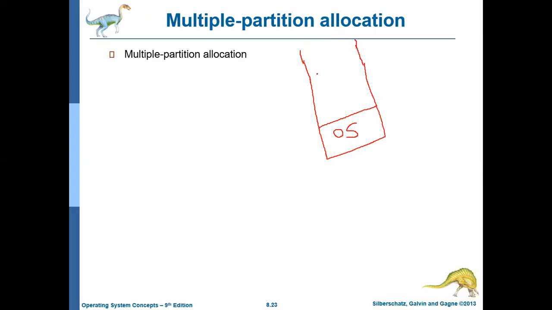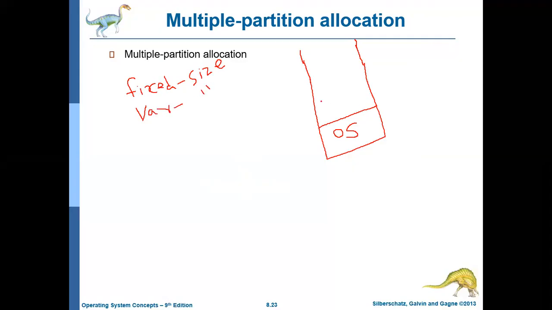There are two different ways of doing that. One is called fixed size partition, and the other one is called variable size partition. There are two methods in which the processes will be allocated to the memory in a contiguous fashion. One is fixed size partition and the other is variable size partition. First, let us see what is fixed size partition.